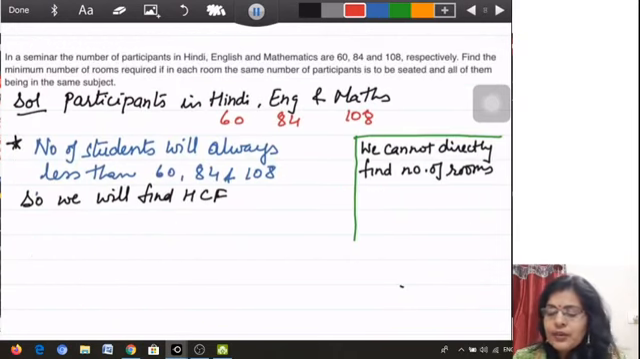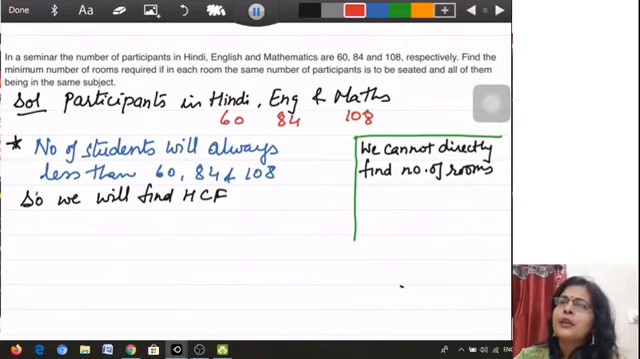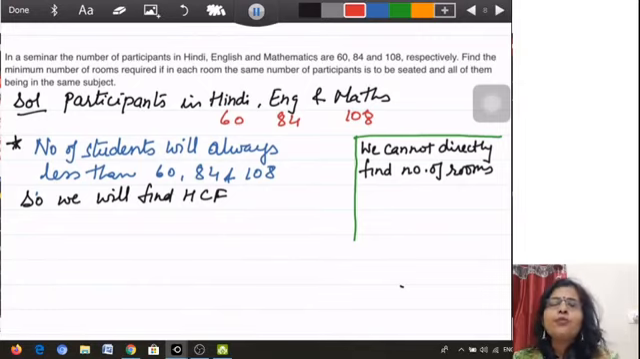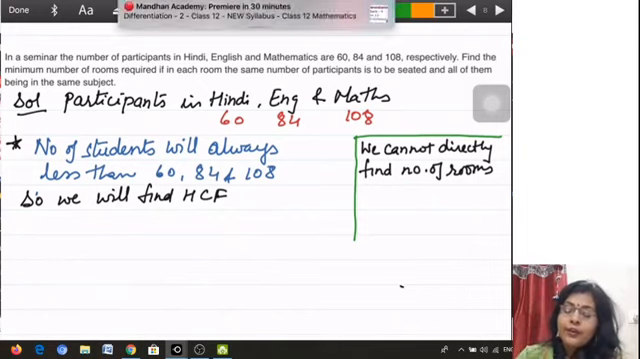Now I want to discuss different types of questions: application of HCF and LCM. Sometimes students have a lot of confusion about where to put HCF and where to put LCM. So I just want to make something clear regarding this. I have taken two questions.